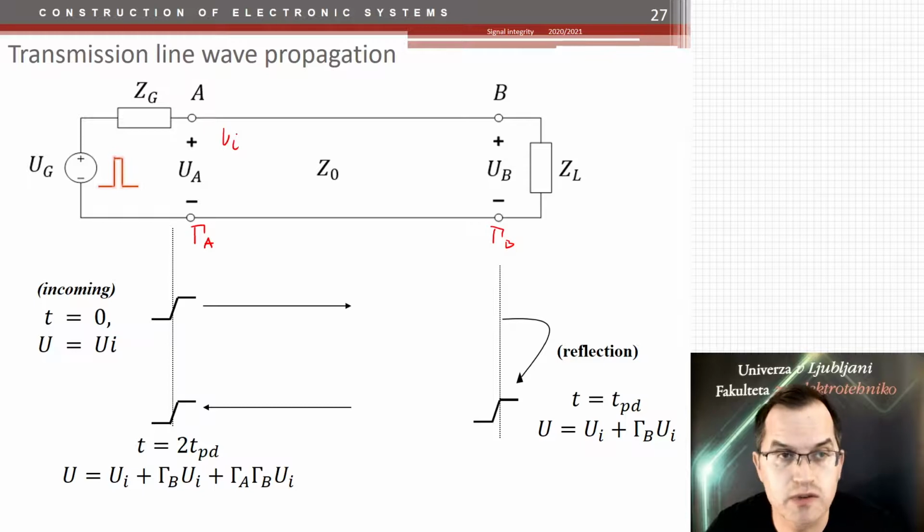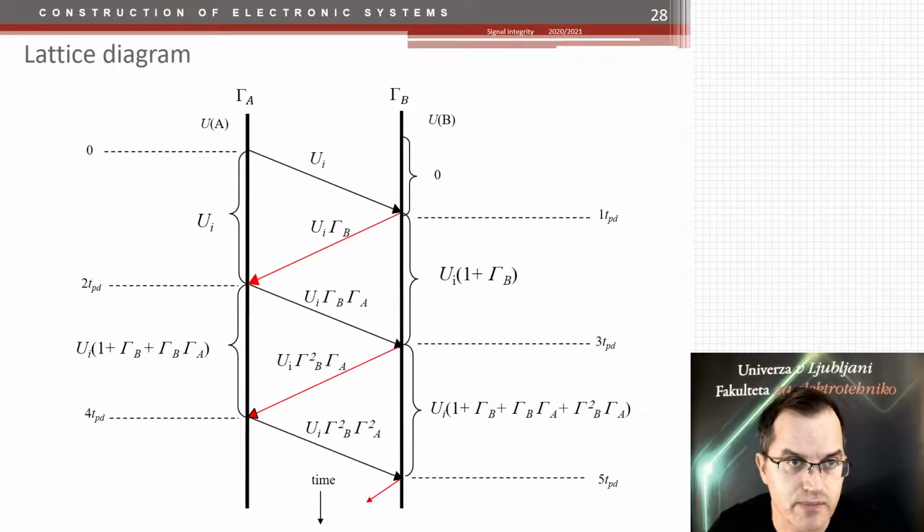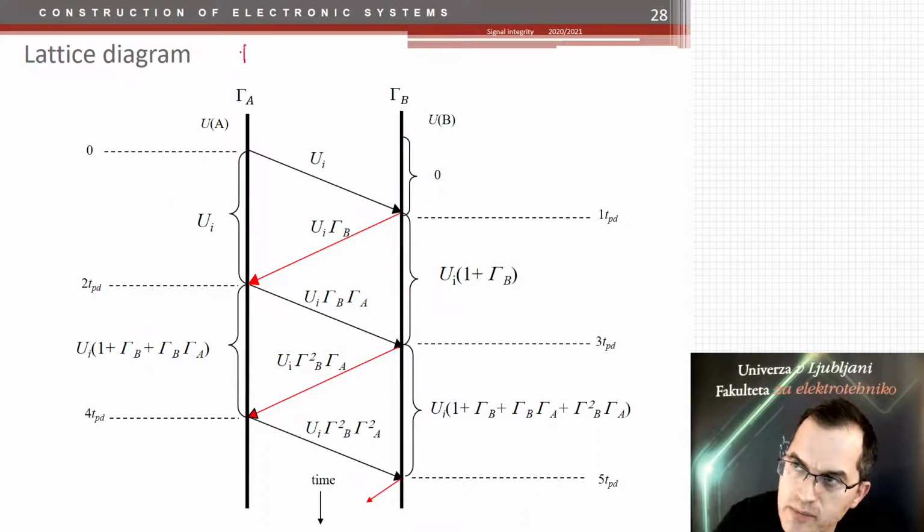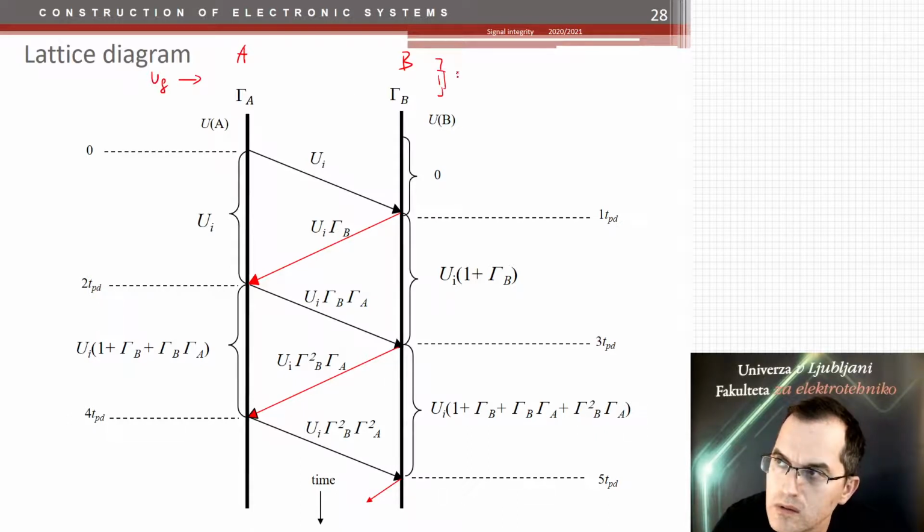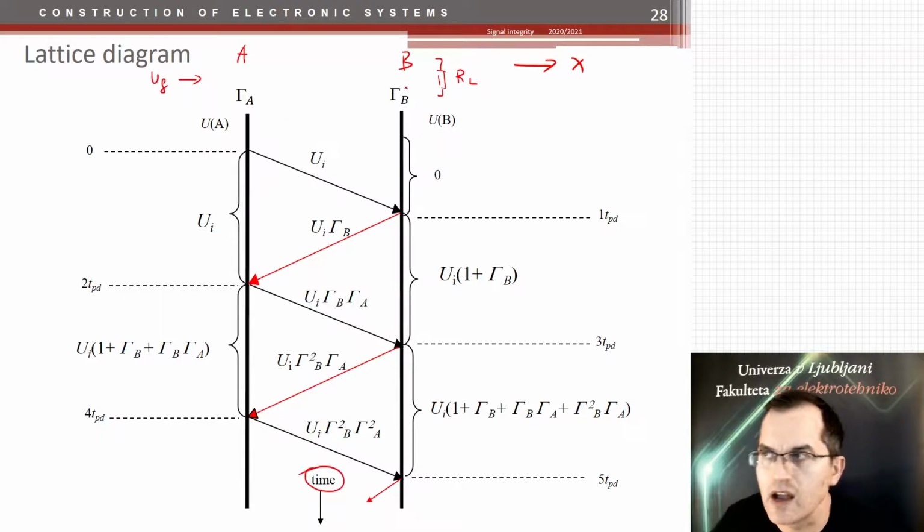Okay, so let me show you this diagram, which is called a lattice diagram. What is that? It's a diagram that helps you construct the signal on a transmission line. So what do we have here? We have 2 points of the transmission line. This is the point A and this is the point B, the beginning and the end. Here we have the generator, here we have the load. Right? And now we want to construct the signal. So what do we have here? We have the physical dimensions and we have the time. So we have a time-space diagram in that sense.